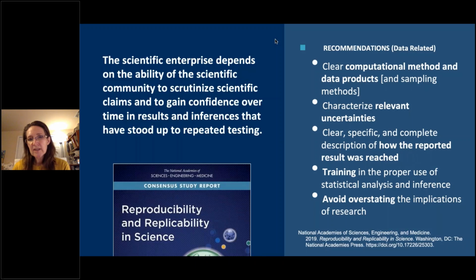The other paper from the National Academies is Reproducibility and Replicability in Science, and it also highlights the importance of computational methods and data products, making sure it's clear that all of the relevant uncertainties have been provided, which gives trust in how the data was used, and the information about quality, that those results are reported on how they were reached, that we provide proper training, and we don't overstate implications of research in order to avoid miscommunication.